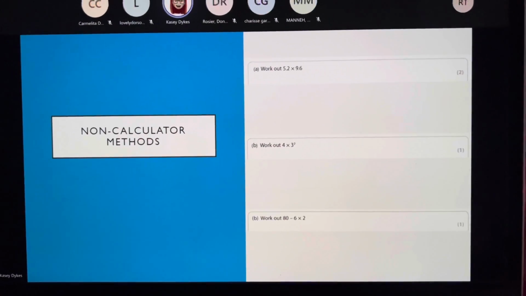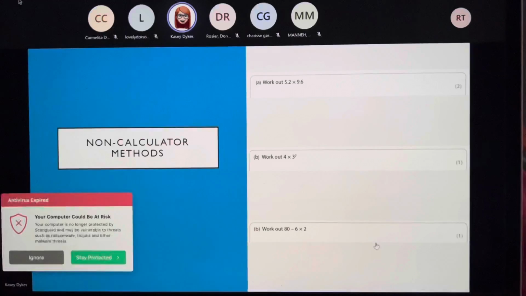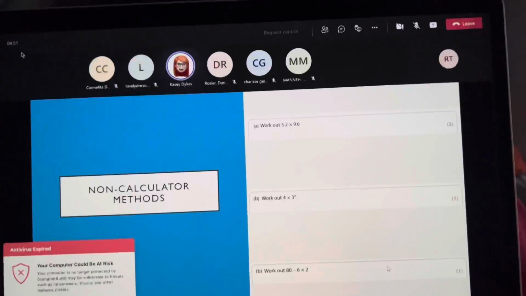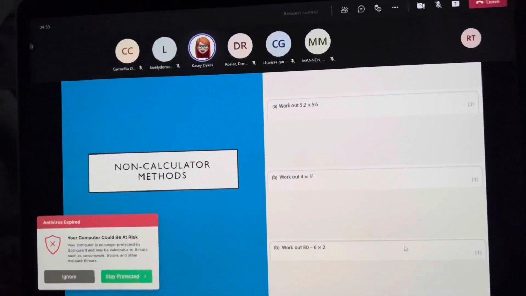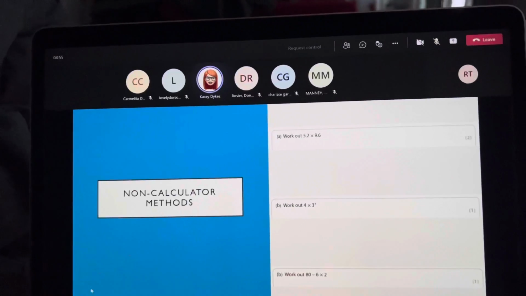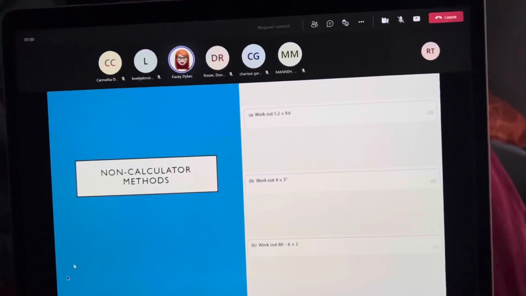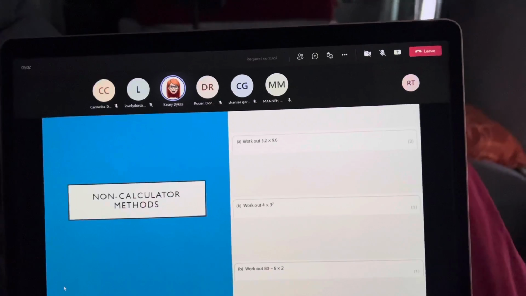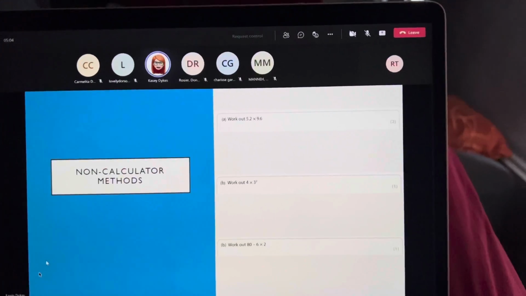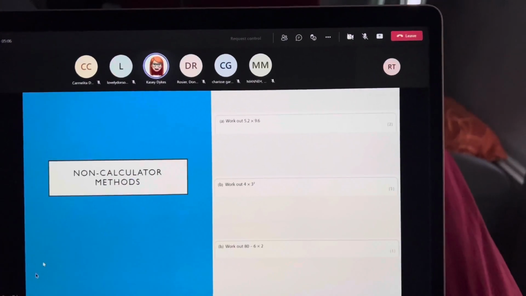First one then, this is non-calculator methods. So for this question, no calculators, please. See what you can do. You've got 3 questions there, overall a total of 4 marks. I'm going to give you 4 minutes. Have a go at these questions for me, and we'll go through the answer in a second.